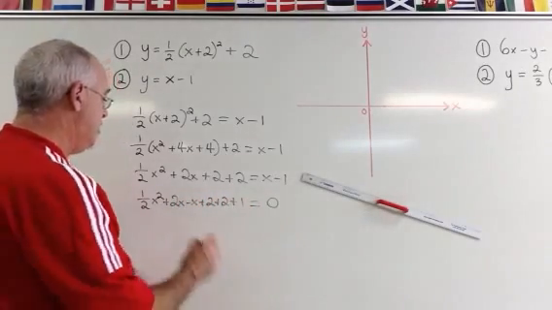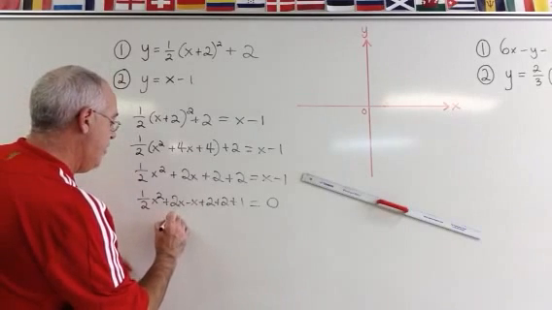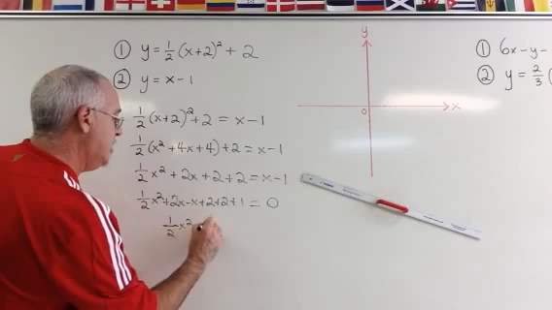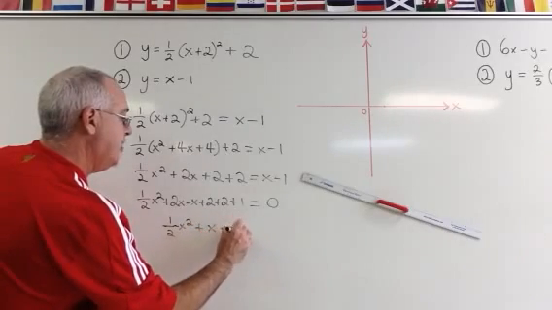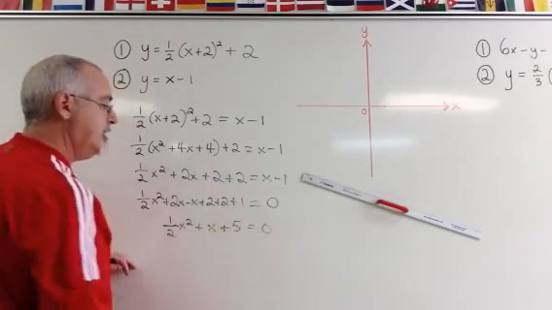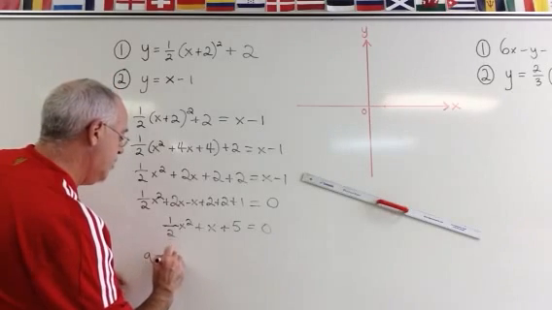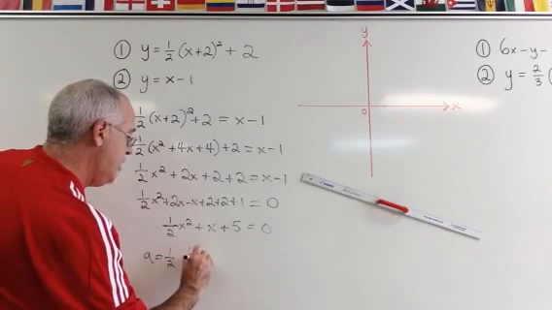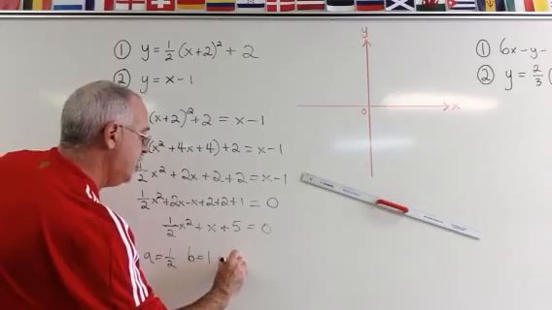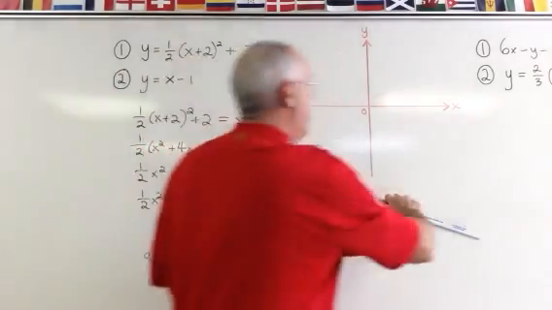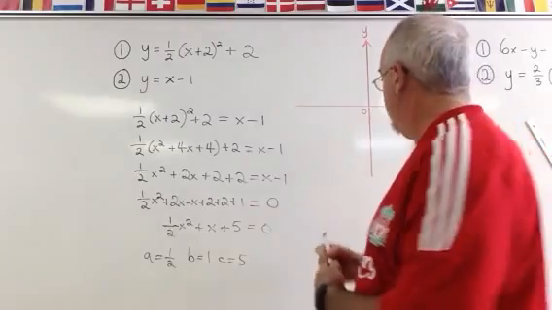And now I'm combining similar terms. 1/2 x squared plus x plus 5 equals 0. I can find my a, my b, and my c. A equals 1/2, b equals 1, c equals 5. And now I can do my quadratic formula.